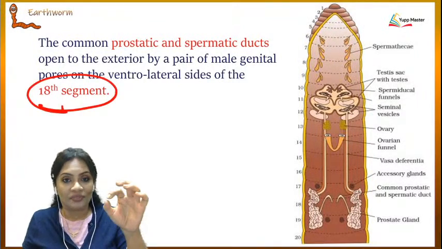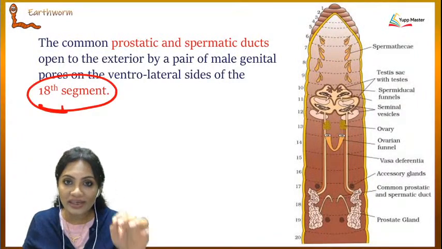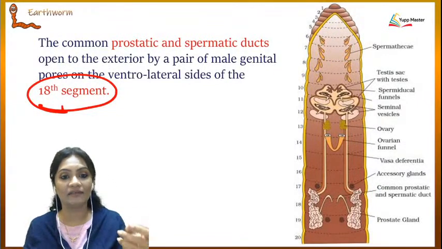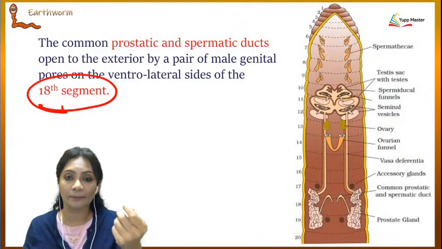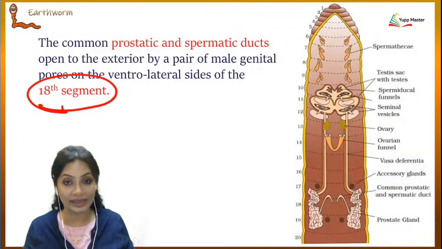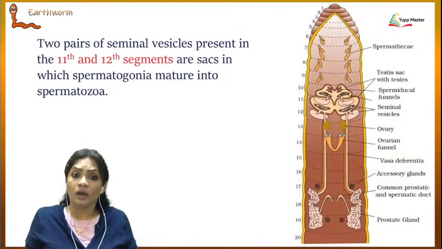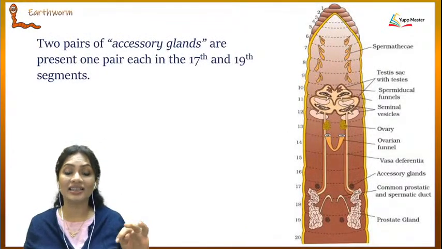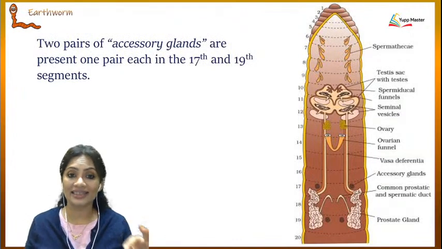Okay, so these ducts are going to be carrying the male gametes, the sperms, and they will be opening in the pore, and that pore is located on segment number 18. Now we also see after these seminal vesicles that there is a presence of accessory glands.